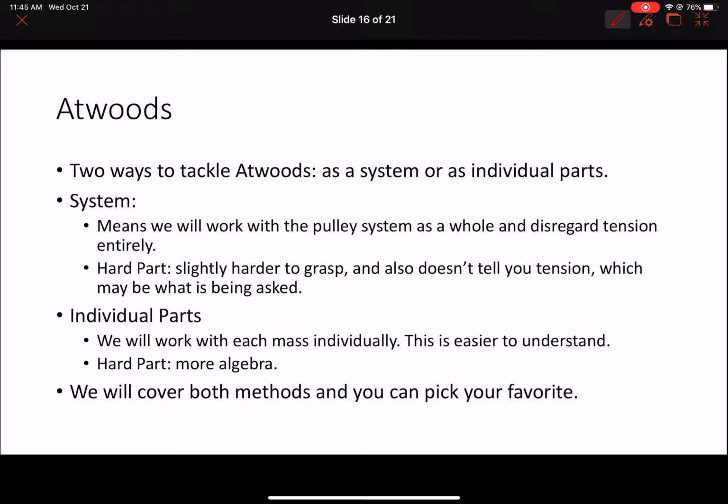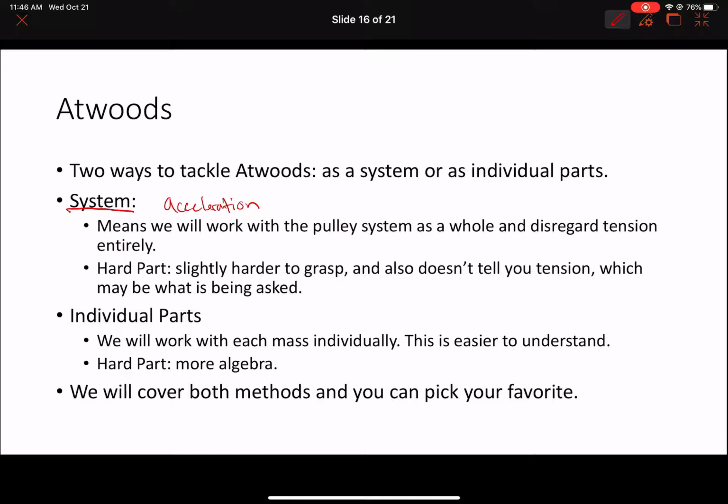There's two ways to tackle Atwoods. We're mainly going to cover the system today. The system is going to be what's going to be able to get us the acceleration. It's going to give us the acceleration the easiest. We can do individual parts and still get acceleration, but it's going to be much harder.